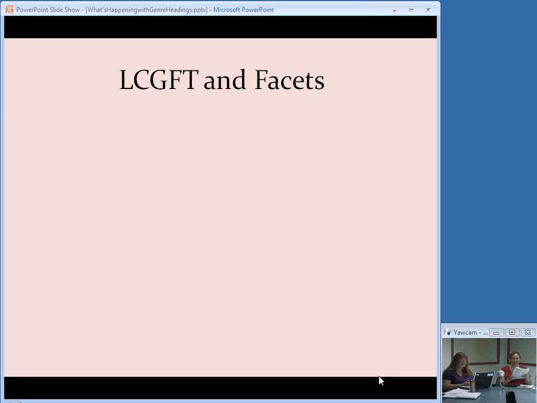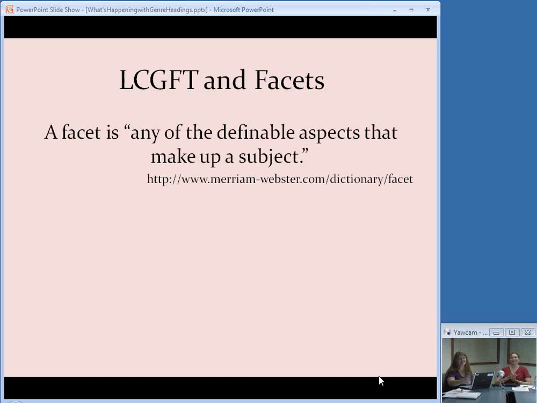Yeah, exactly. I thought it was kind of funny when I went looking for a definition of facets, that in the Library of Congress FAQs about genre headings, they talk about facets, and they say the library community has yet to agree on a standard definition of the word faceting. Which is always reassuring to hear. But I did find a definition of facet, regardless of what the library community may think, from Merriam-Webster. They define a facet as any of the definable aspects that make up a subject. So, you know, a geographical facet or a topical facet. It's just one particular aspect that you have parceled out to emphasize about something.